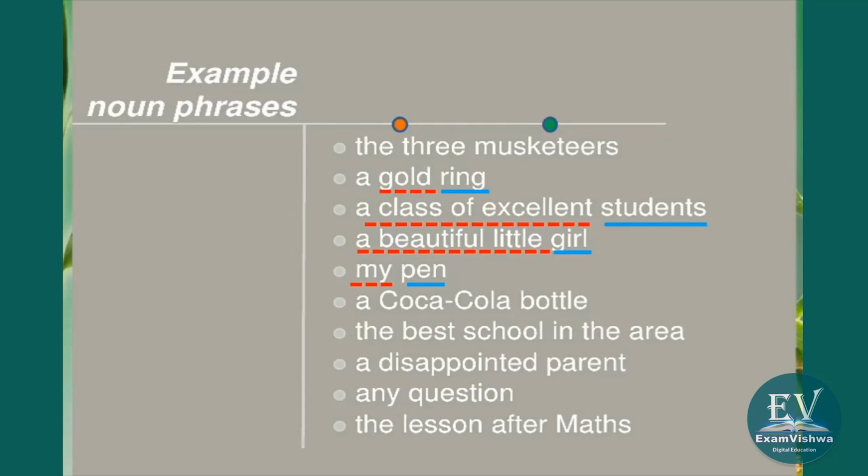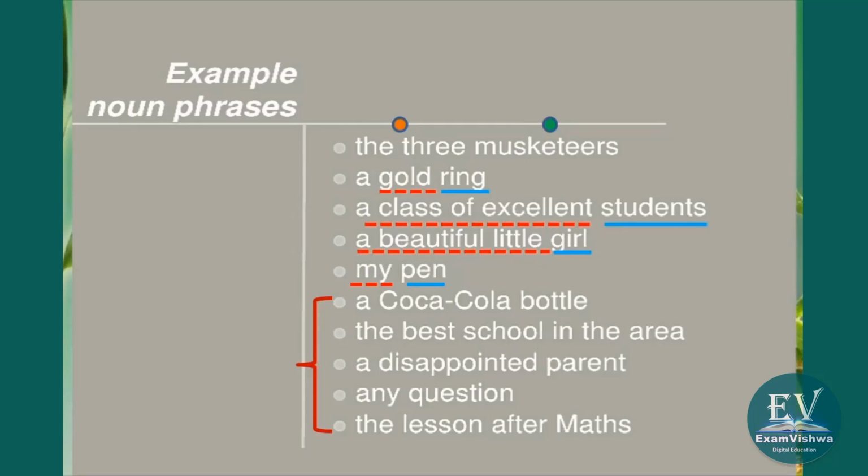Okay. Now the other examples. A Coca-Cola bottle, the best school in the area, a disappointed parent, any question, and the lesson after maths. You will do the work of trying to pick up the noun here and you will try and see what is the factor that is modifying this particular noun. So this is your assignment. Okay, so like a typical lesson, children, at the end of the lesson, I will not give you a lot of questions for assignment. We will keep taking these small questions on assignment as the lesson goes by.